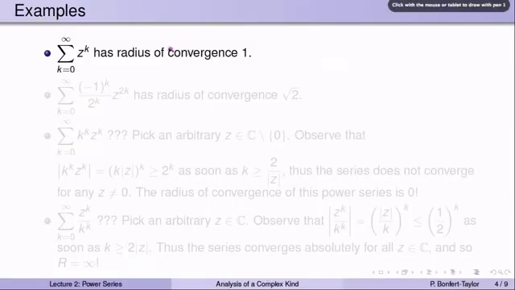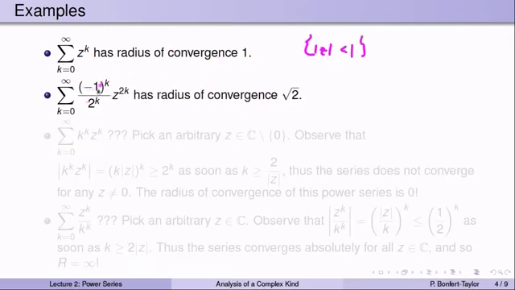Let's look at some examples. We already looked at the power series of the z to the k's, and we saw it converges when the absolute value of z is less than 1, and diverges when the absolute value of z is bigger than 1, therefore the radius of convergence is equal to 1. We also looked at this power series, minus 1 to the k over 2 to the k times z to the 2k, and we found it converges when the absolute value of z is less than root 2 and diverges when it's greater than root 2, and therefore root 2 is the radius of convergence of this power series.